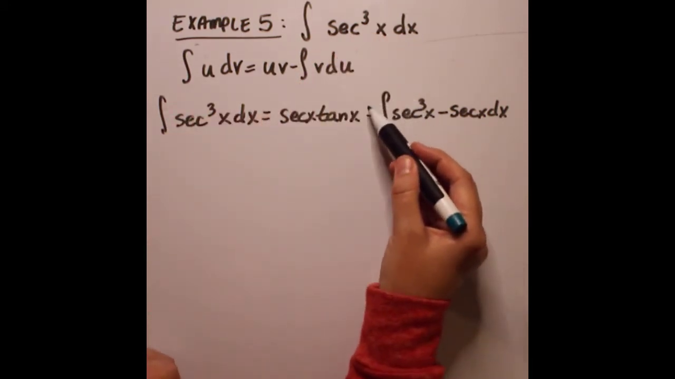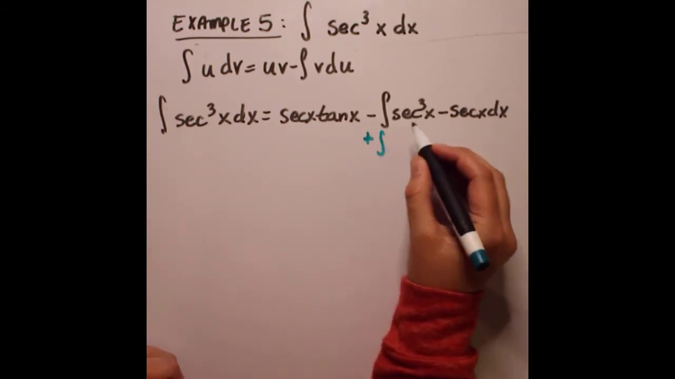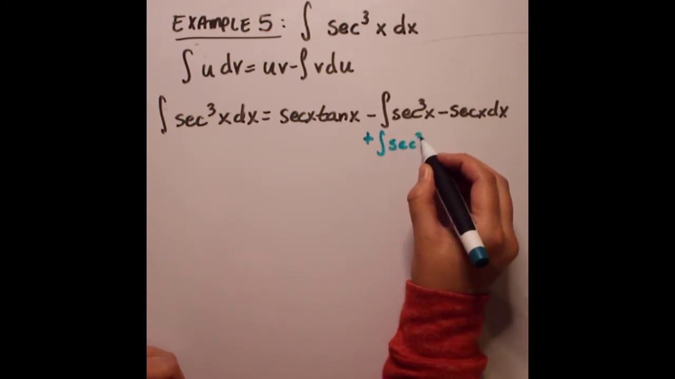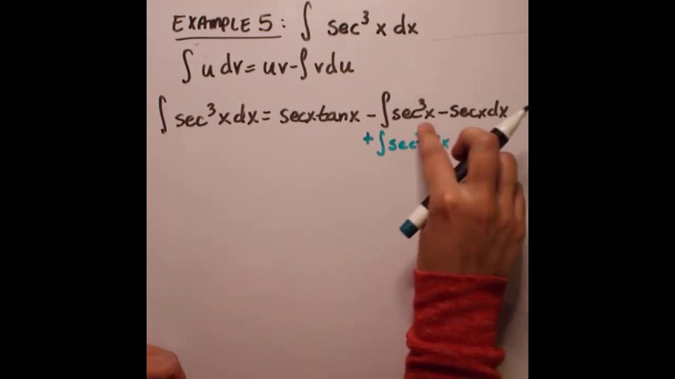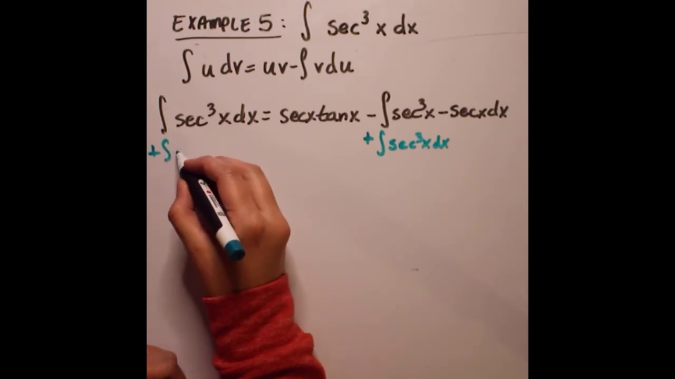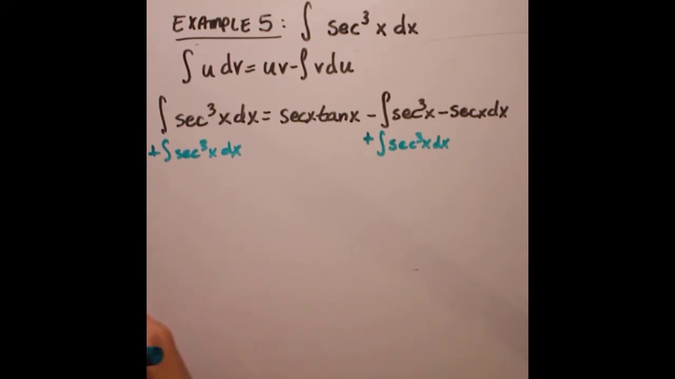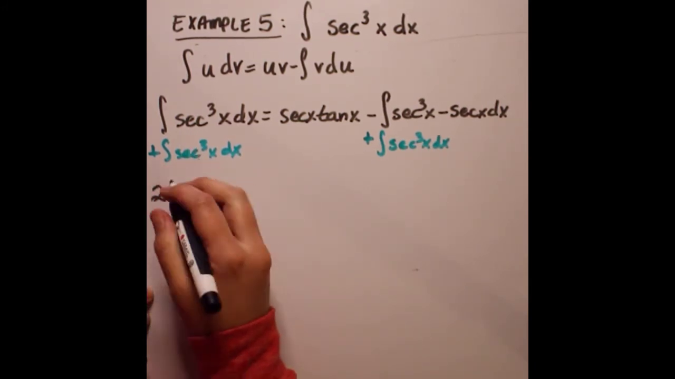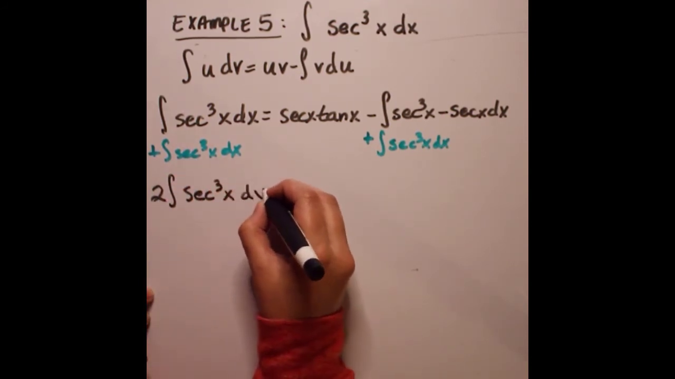And so even though we came up with it again, that's okay because we're using this method of integration by parts. We can actually move this integral over. So this integral of secant cubed x, and technically there's a dx here if I separate these, which I will, I'm going to move it over here. So I'm going to add it to both sides, therefore moving it over to the left side. And so what we end up with here is 2 integral of secant cubed x dx.